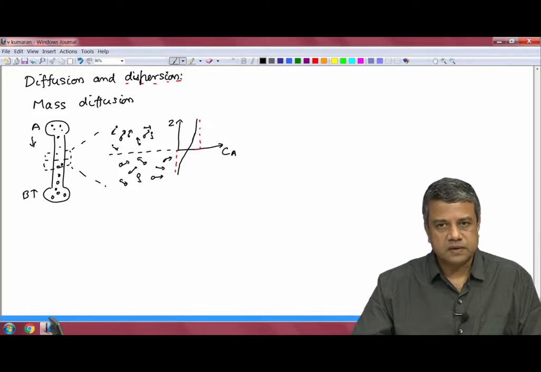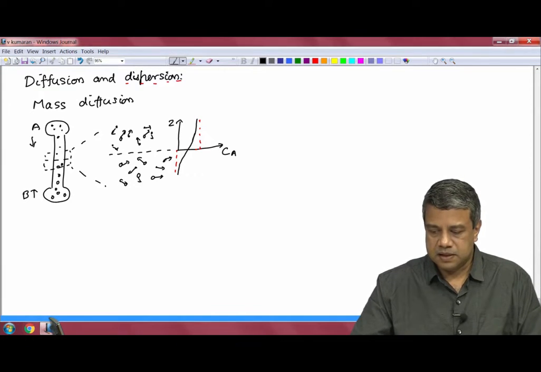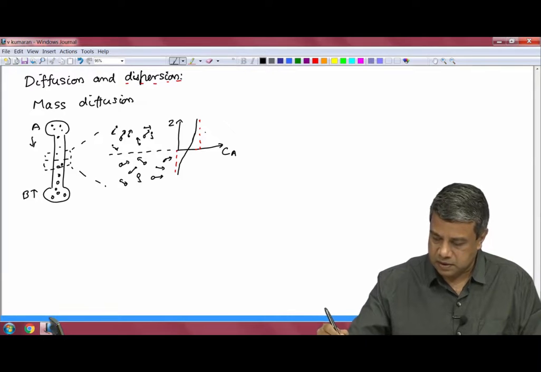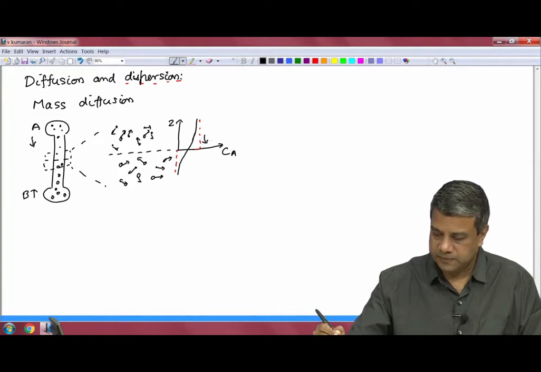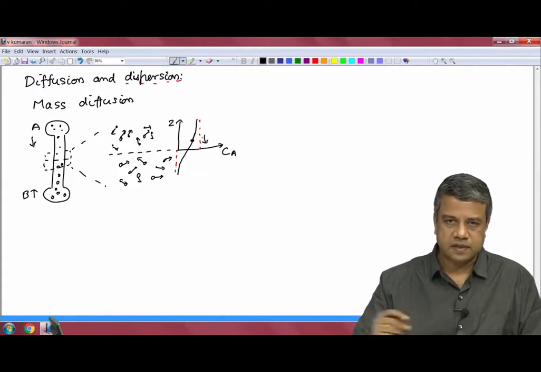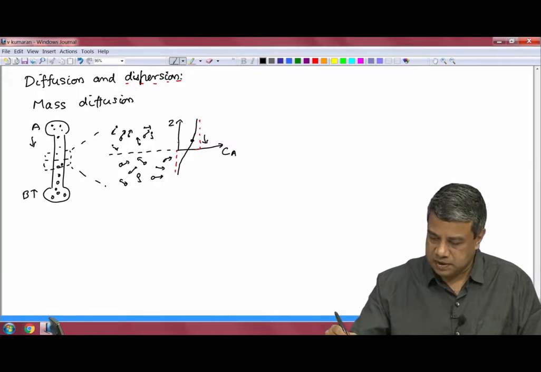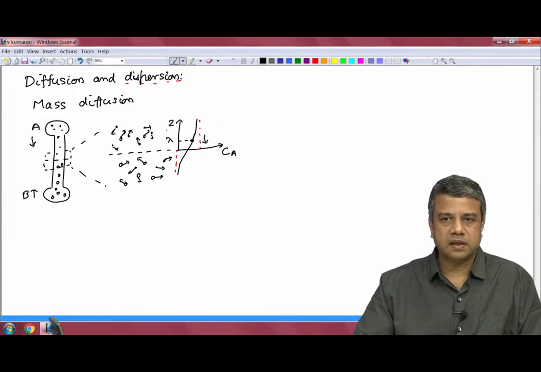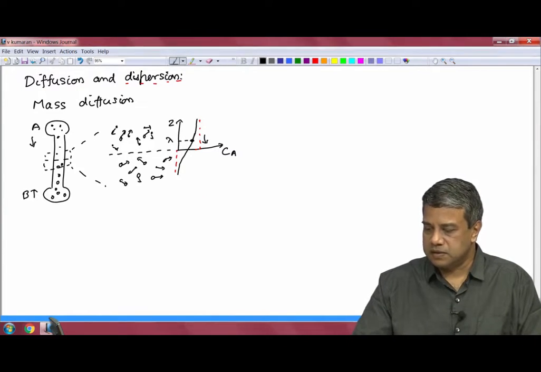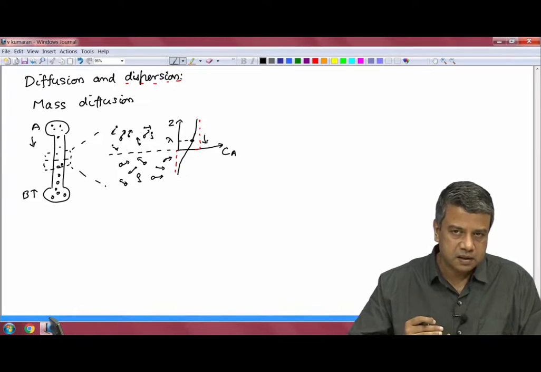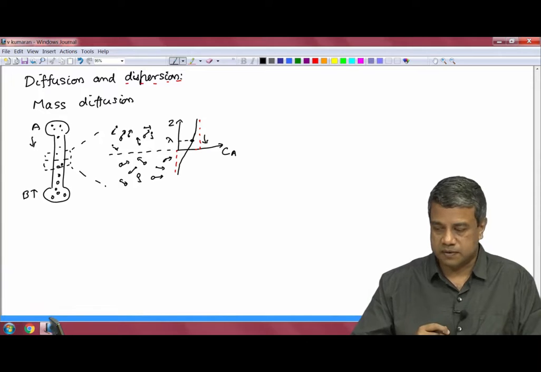Now, why does mass diffusion take place? The reason is because the molecules that are traveling downwards across the surface originate at some point above the surface. That point is comparable to what is called the mean free path. The mean free path is the distance between successive collisions of a molecule. So, the molecules that are traveling downwards through the surface originate at a point that is of the order of a mean free path above the surface.